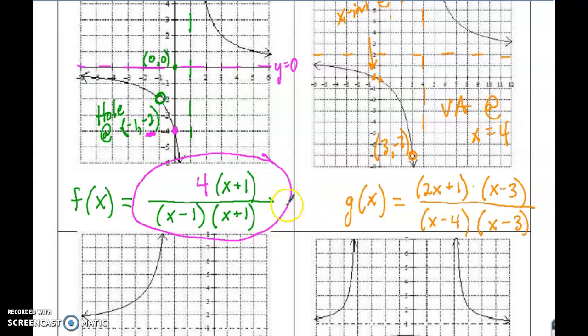Both of my answers here are in factored form. So standard form would be foiling it out. So 4x plus 4 on this one, and then x squared minus 1.